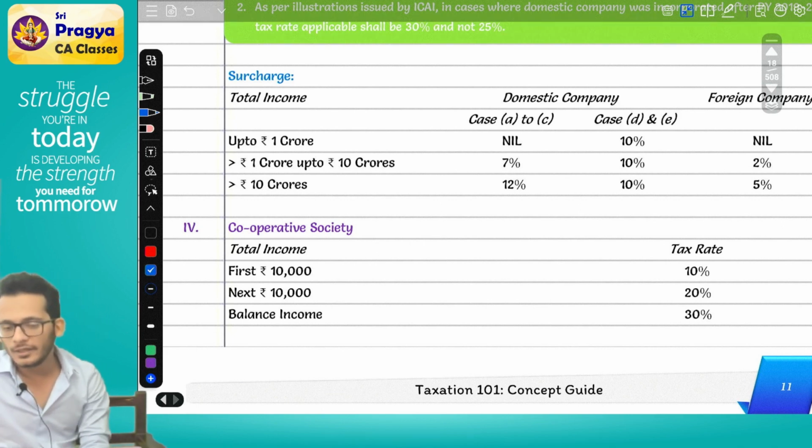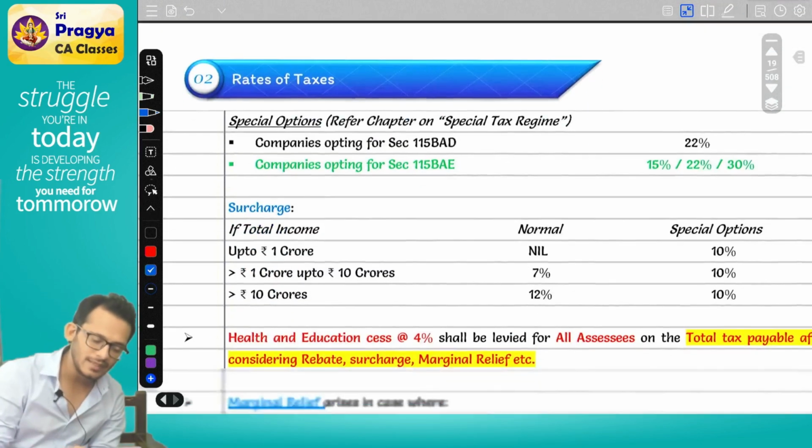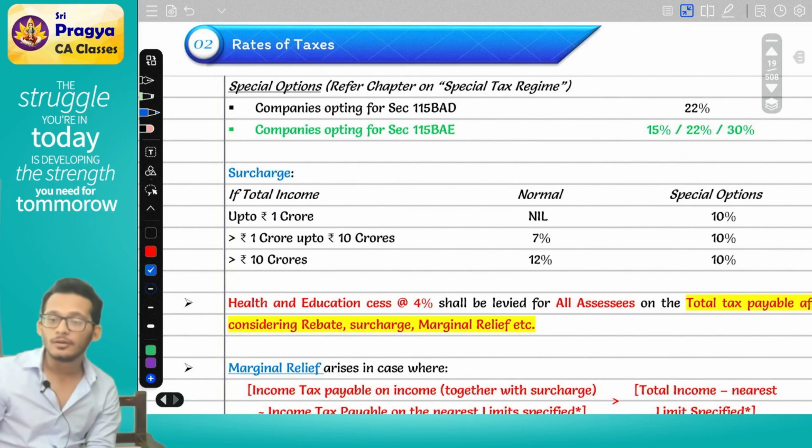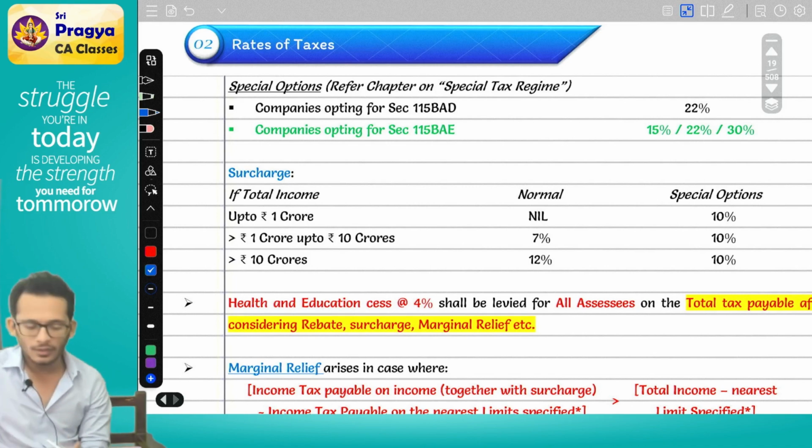If you are a cooperative society, for the first 10,000, I have to pay 10%. For the next 10,000, I have to pay 20%. For the balance, I have to pay 30%. Surcharges will be the same as a domestic company, which is nil, 7 and 12, 10, 10 and 10. But you can choose for special regimes called 22 or 15.